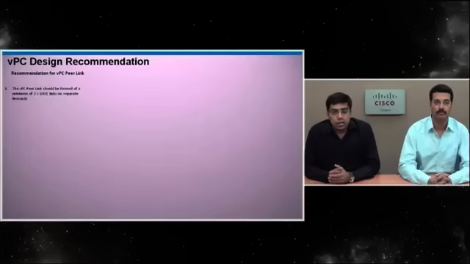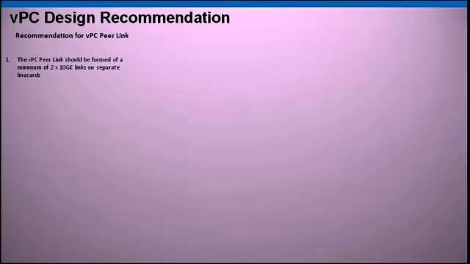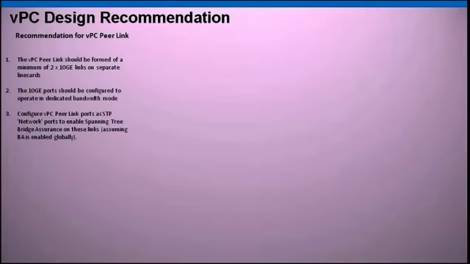Number 1, the VPC peer link should be formed on at least 2 × 10 gig, and that too on different line cards. This will enable link level and line card level hardware redundancy. Number 2, the VPC peer link port should be configured in dedicated bandwidth mode. Number 3, the VPC peer link port should be configured as an STP network port. This will enable bridge assurance on these ports, assuming bridge assurance is running globally on the switch.